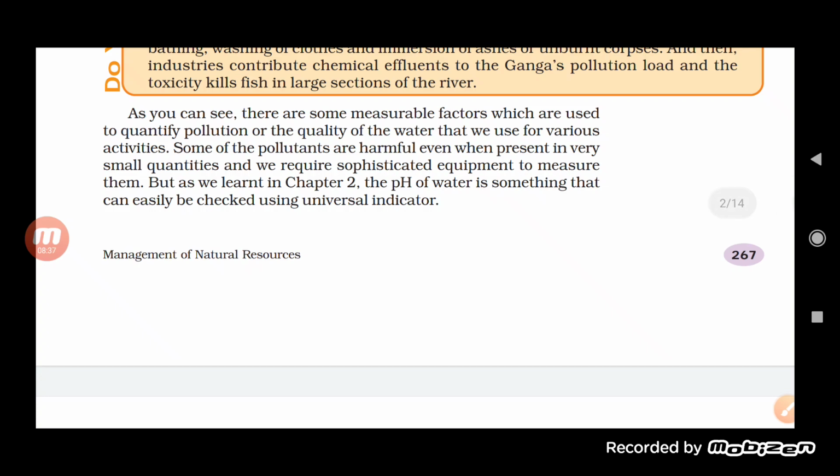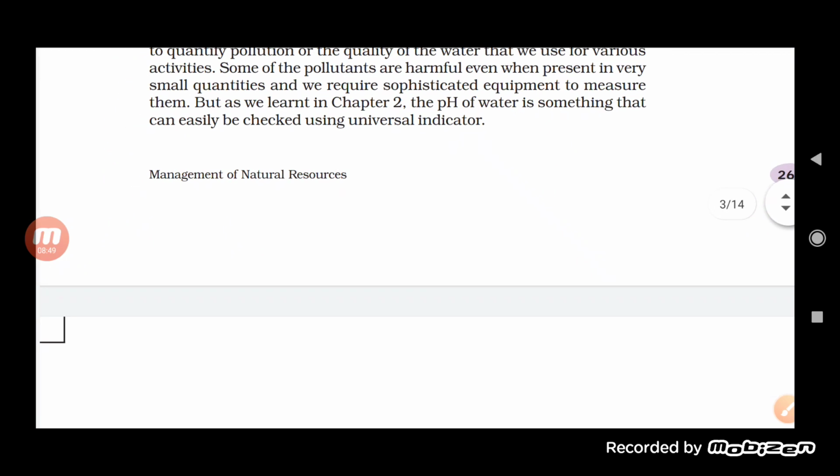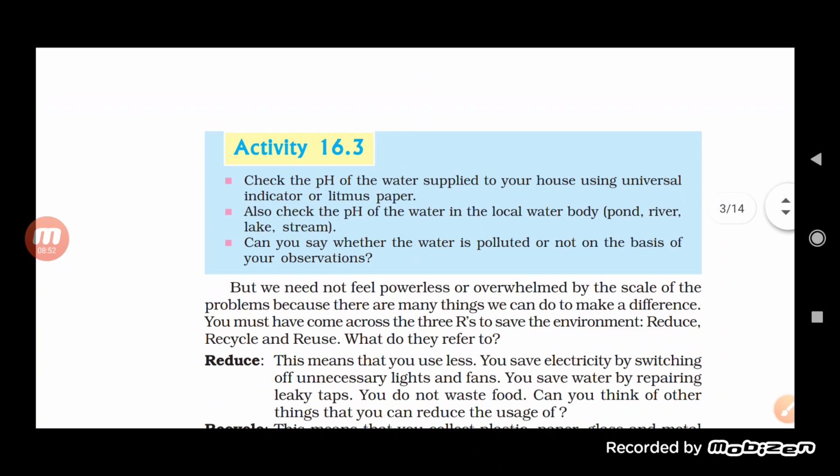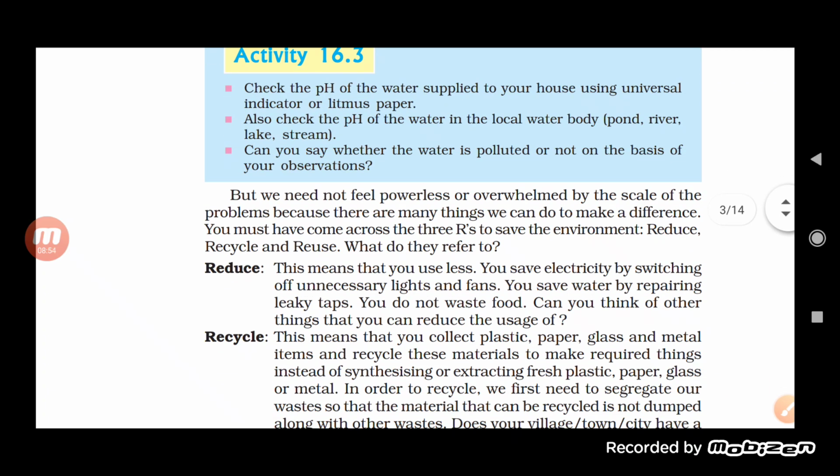So there are some measurable factors that are used to increase the quality of the water, to decrease the pollutants or harmful things present in the water. And for that, people are made aware, and some strict rules have been given regarding the river.